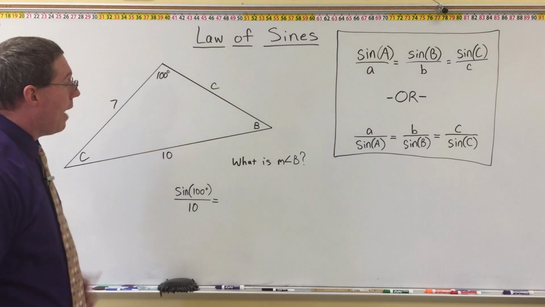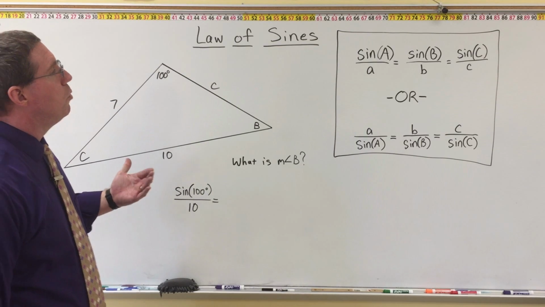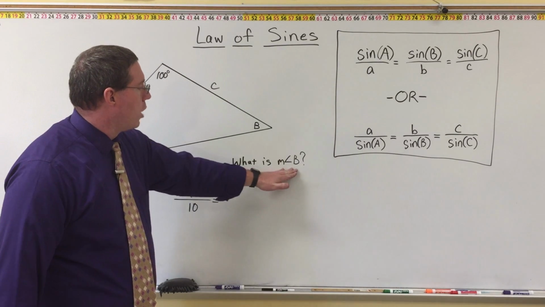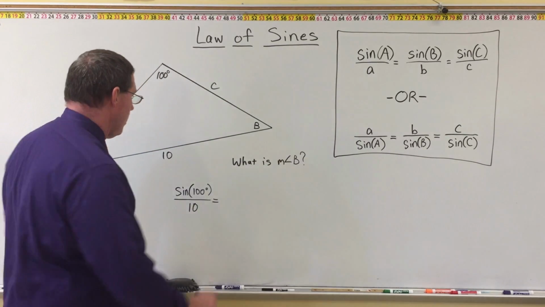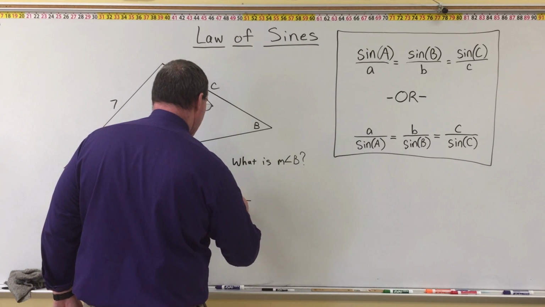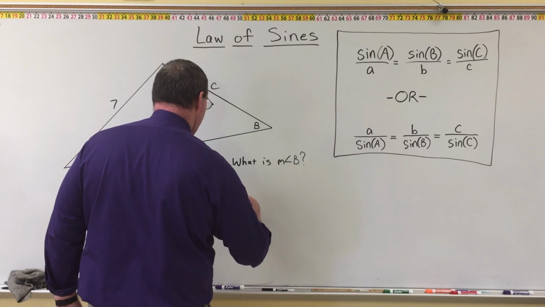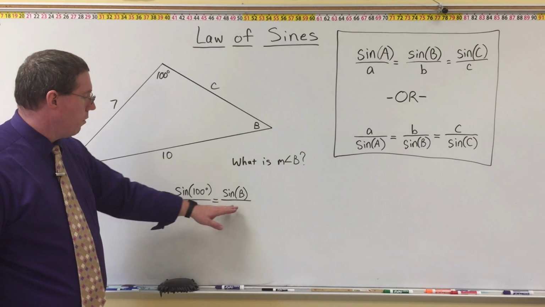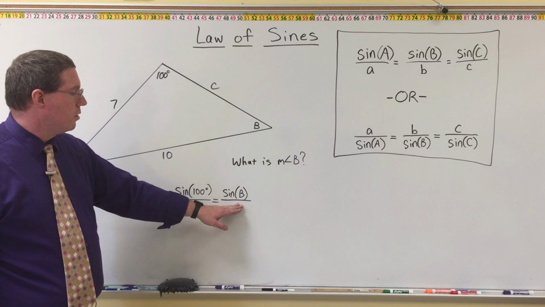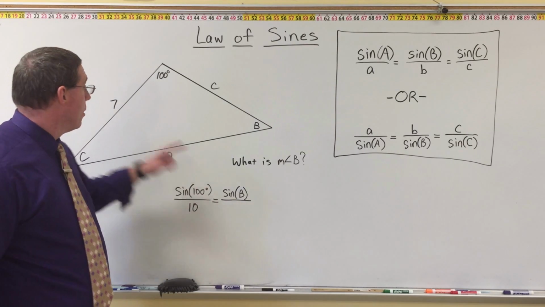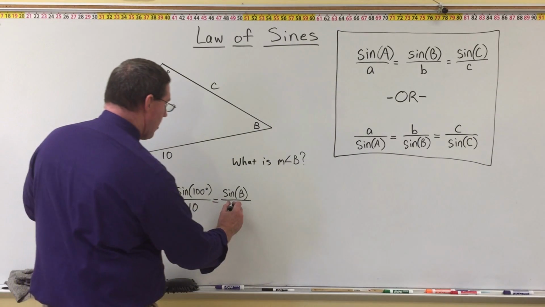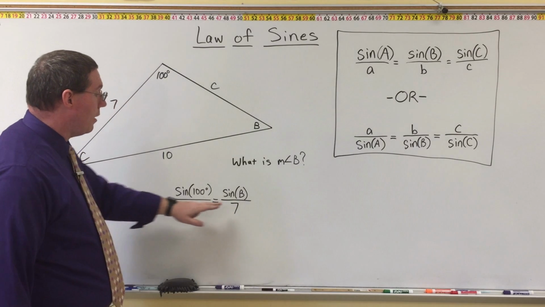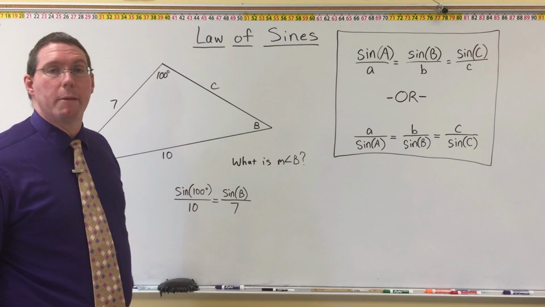Now you want to know which one you are trying to solve for. Well, we're trying to solve for the measure of angle B. So we're going to put over here sine of angle B. And in order to solve for the measure of angle B, we're going to need to know the length of side B, which is 7. So we're going to put a 7 down here. Now, if we did not know the length of side B, we wouldn't be able to answer this question.